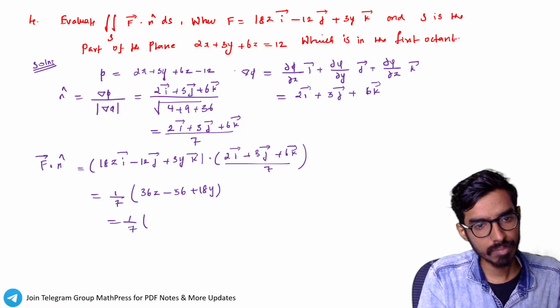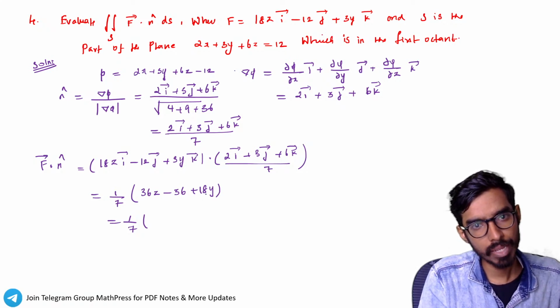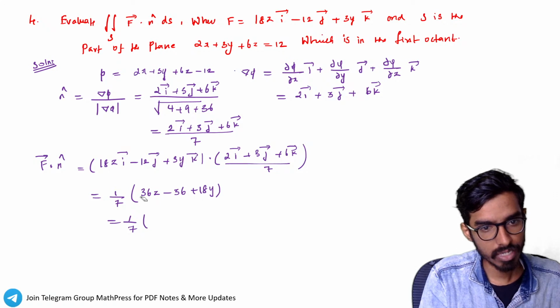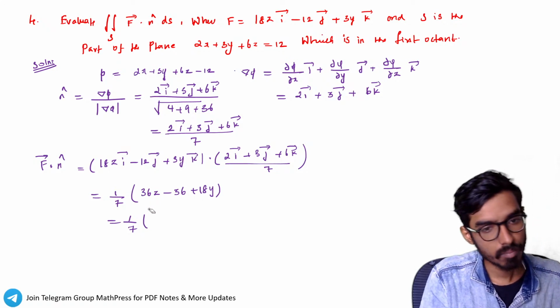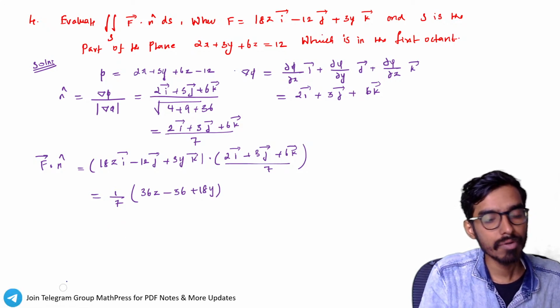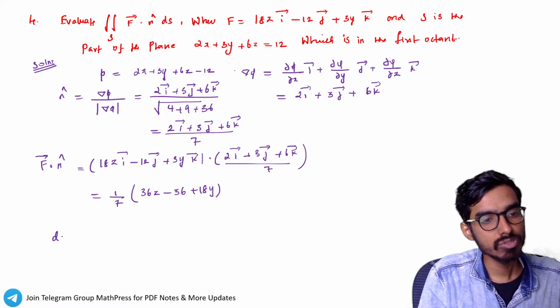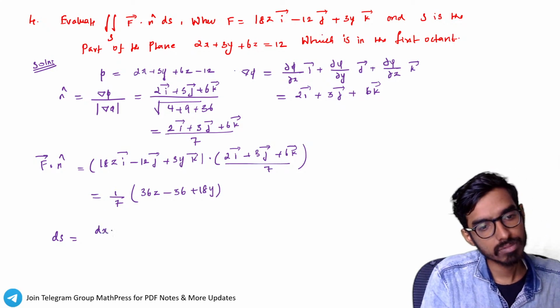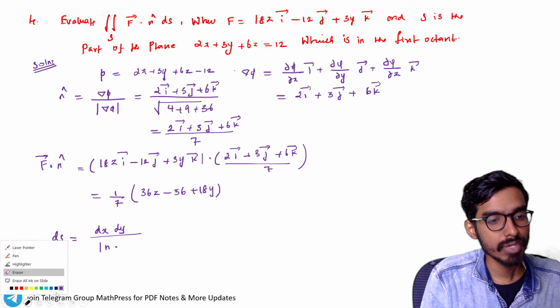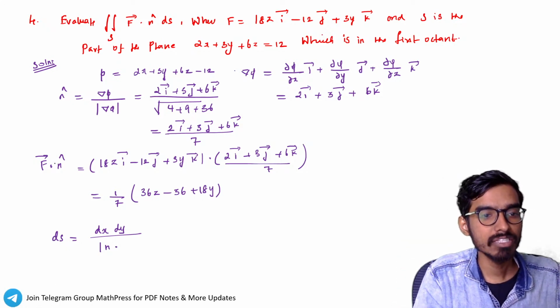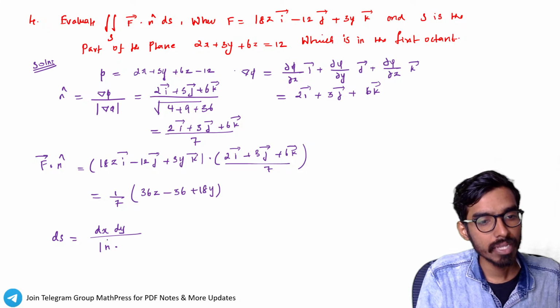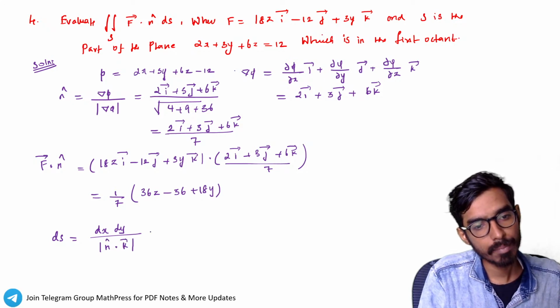We can keep this as it is, in terms of z and y. We can also take 18 common here, but let us keep this as it is, right? Now we need to choose dS. You can choose anything here. I'm choosing the xy plane, so it will be dx dy divided by modulus of n cap dot k vector. If you are choosing dx dy, then your f vector dot n cap has to be in terms of xy. I have already said this in the previous class, right? I'll repeat: it will be n cap dot k vector.